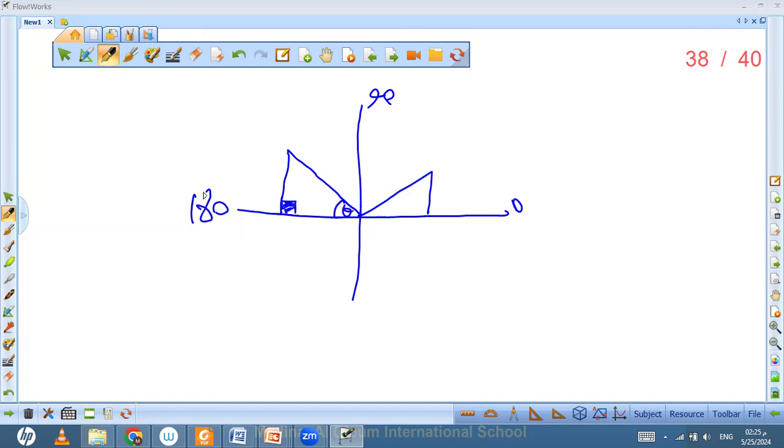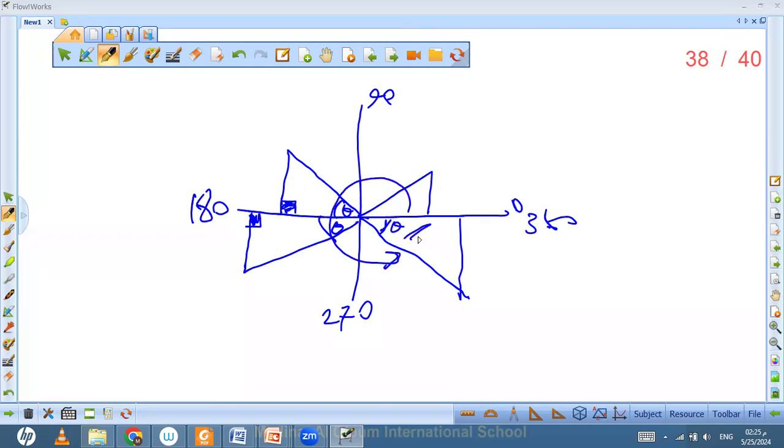If the angle is more than 180 and less than 270, I would make the triangle like this one, and this is my theta. If the angle is more than 270 and less than 360, my theta is here, and this is my angle. I use this triangle, guys. This is my angle.